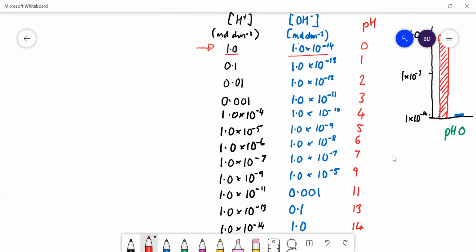Now, as we go down here, we are decreasing the hydrogen ion concentration by a factor of 10 every time till 10 to the minus 7, and then I got a bit bored, so I've jumped 9, 11, and gone up in 2s there.